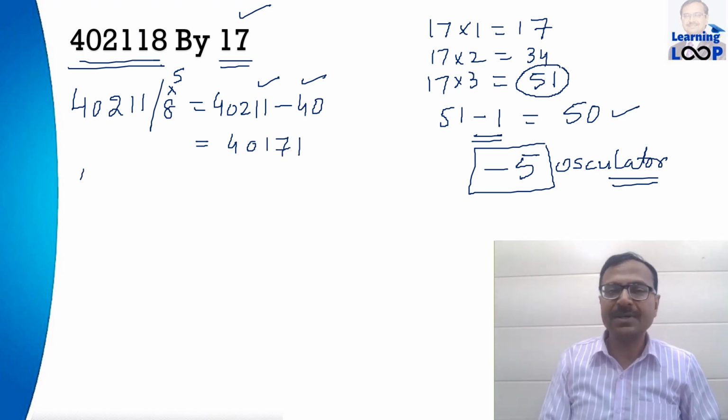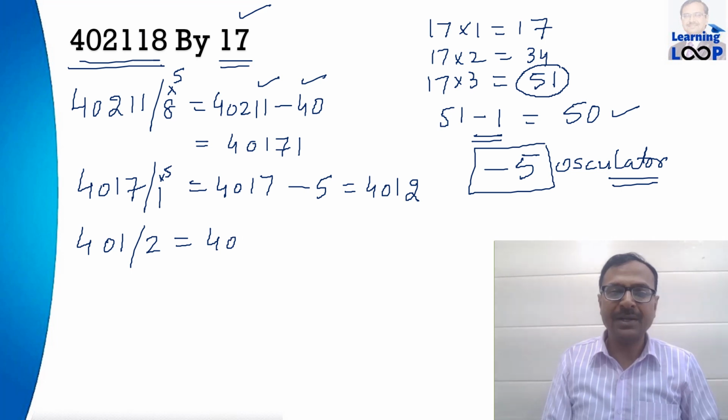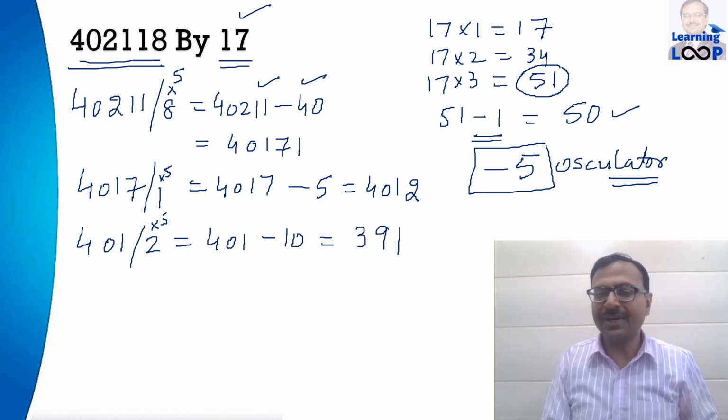Now repeat the process. 4017 slash 1. So you will do 4017 minus 5 times 1, which is 5. So you get 4012. Let's repeat. 401 slash 2. So this is 401 minus 5 times 2, which is 10. So you get 391. I can't check 391.